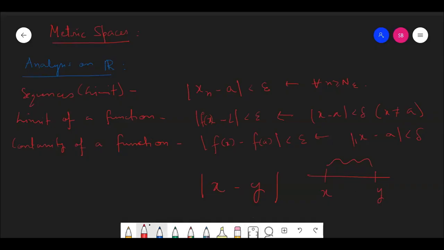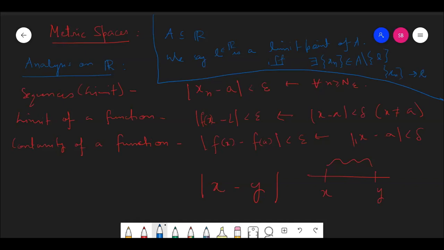So let me define it here only. Limit point of a subset of R. Let A be a subset of R. So we say L is a limit point of A, where L belongs to R, if there exists a sequence xn which is in A but which is not equal to L. So any of the terms in xn is not equal to L, and this sequence xn converges to L. Then we say L to be a limit point of the set A.